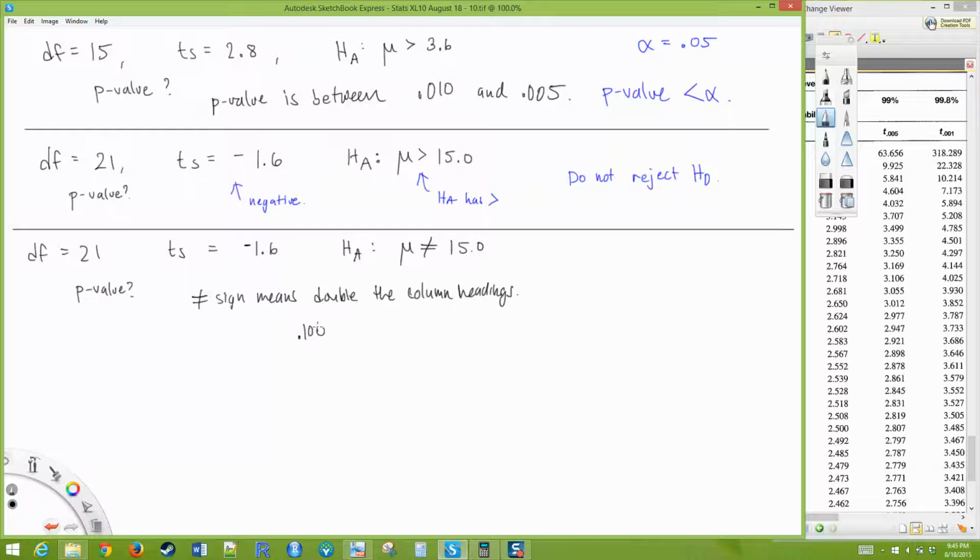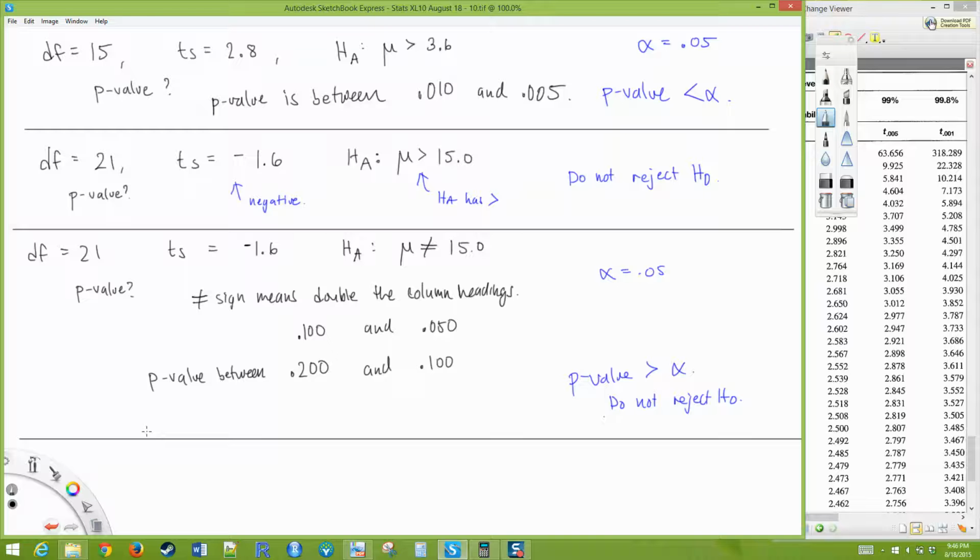So I've got 0.100 and 0.050, and we double that and have 0.200 and 0.100. So now I say my p-value is between 0.200 and 0.100. You double both of them, you double your column headings. So in this case, is my p-value bigger or smaller than alpha? Assuming alpha is 0.05, my p-value is greater than alpha. Do not reject the null hypothesis.